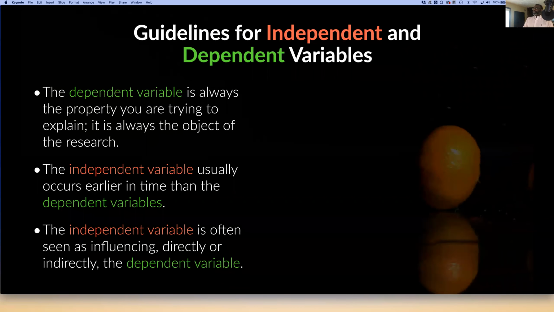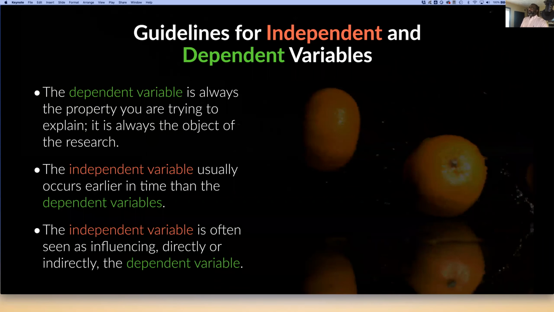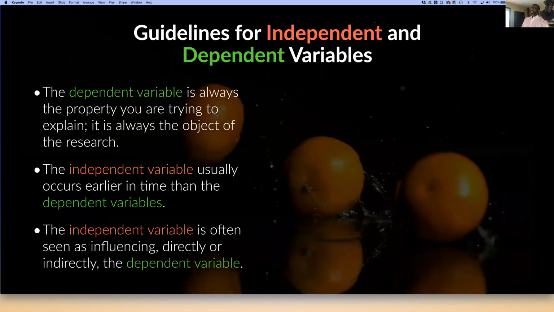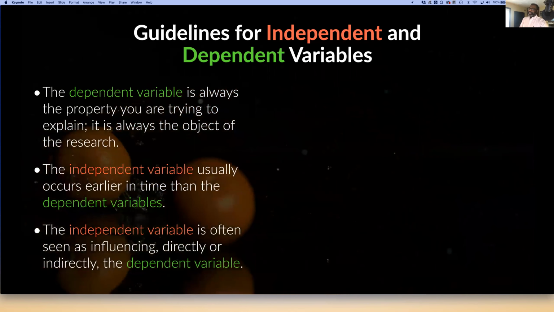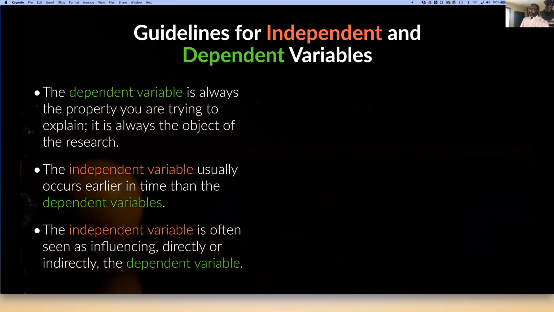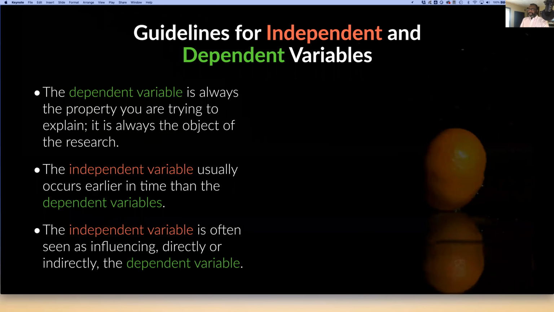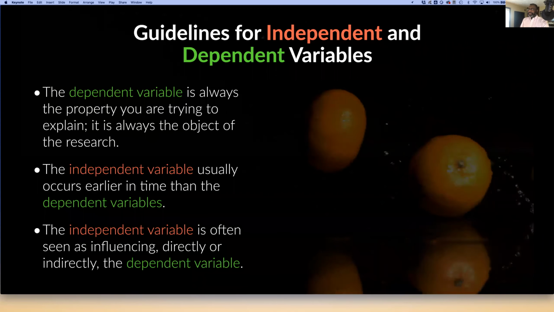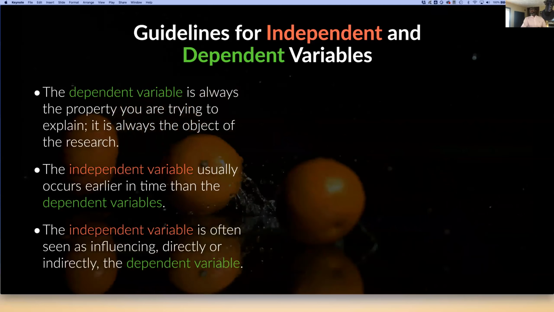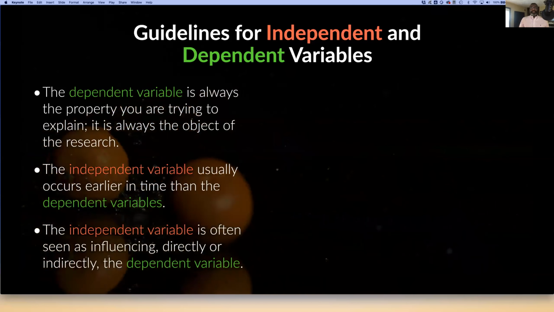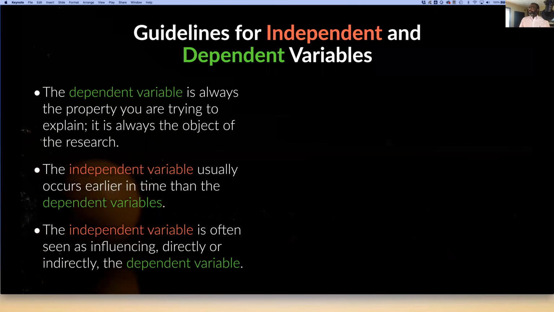All right, so the dependent variable is always the property you are trying to explain. It is always the object of your research. The independent variable usually occurs earlier in time than the dependent variable, and the independent variable is often seen as influencing, directly or indirectly, the dependent variable.